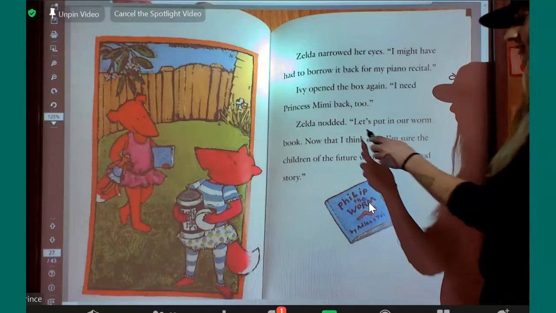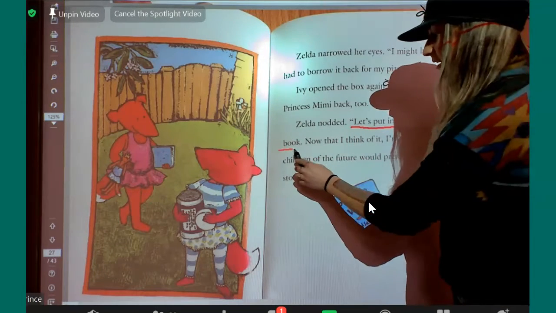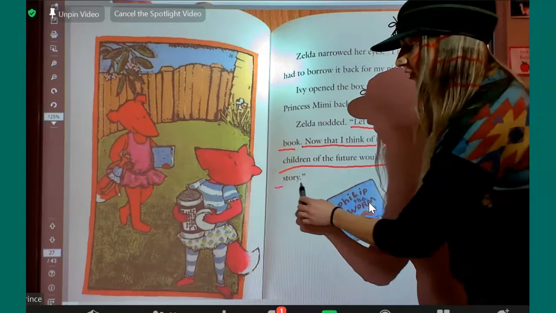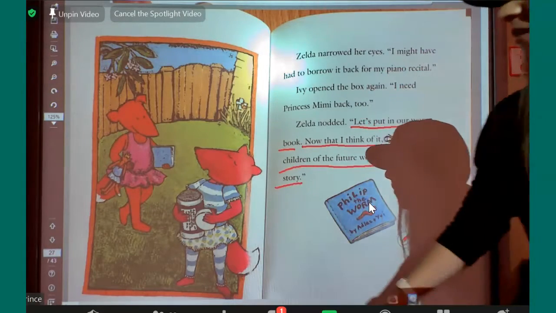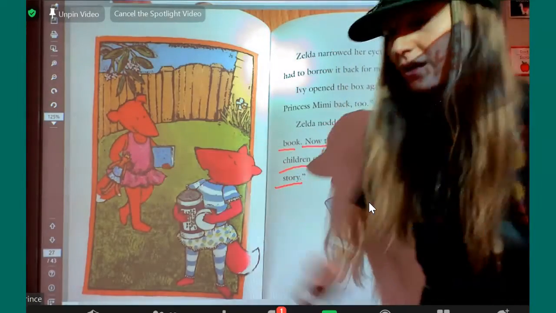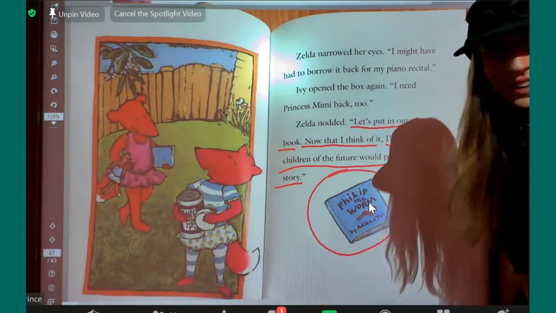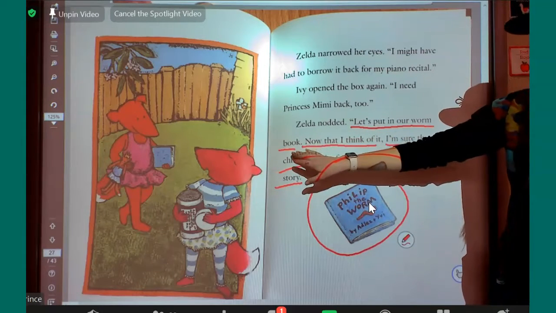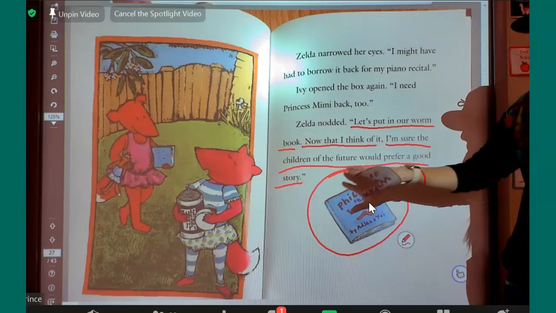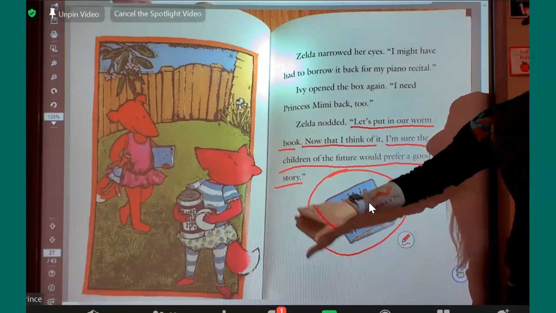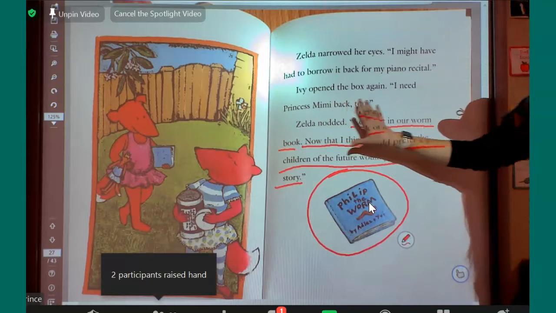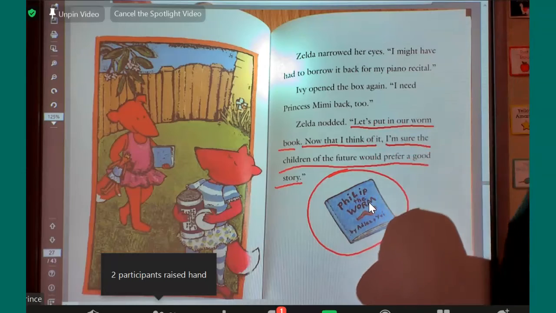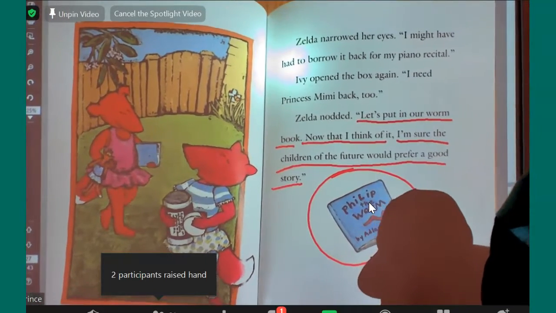Zelda nodded. Let's put in our worm book now. Now that I think of it, I'm sure the children of the future would prefer a good story. So they took out their lucky jewel and the Princess Mimi doll, and they're going to put this book in there instead. Who said this part here? Let's put in our worm book. Now that I think of it, I'm sure the children of the future would prefer a good story. Who said that part? I want you to look around the quotation, everything underlined, and see if you can find any names that are close to it. See if you can find any names.